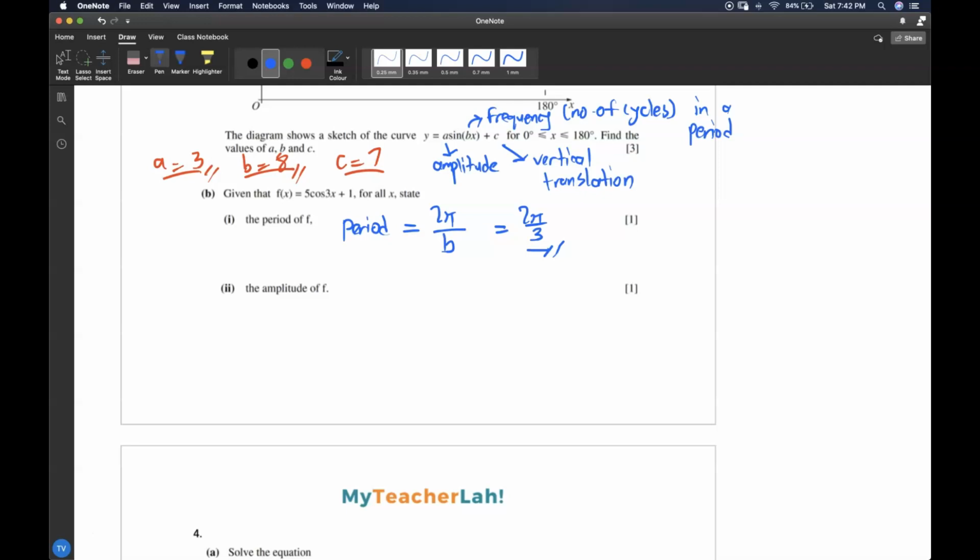Okay. So what about this? The amplitude. If I want to find the amplitude, I just need to look at the first number here. So the answer is quite simple. It's just 5. By the way, you may want to answer the period in degrees as well, depending on the question. In this case it's given in degrees, so it would be a better idea if you just took 360 divided by 3. So that would be, let me check, 120 degrees.